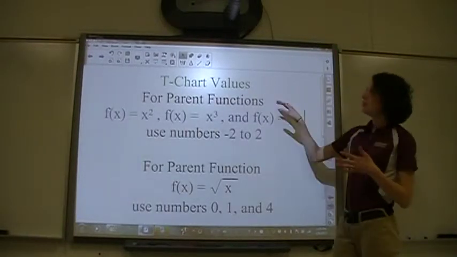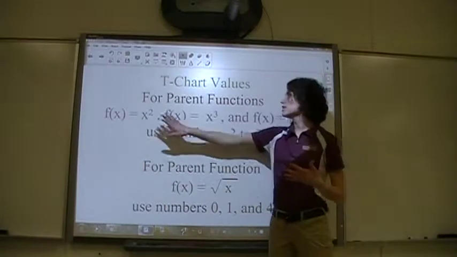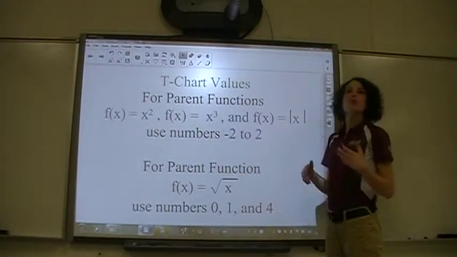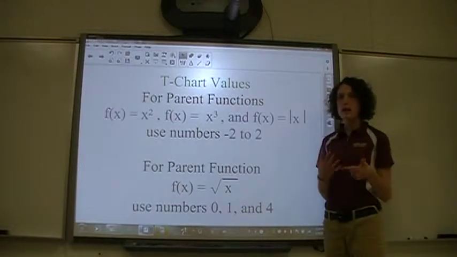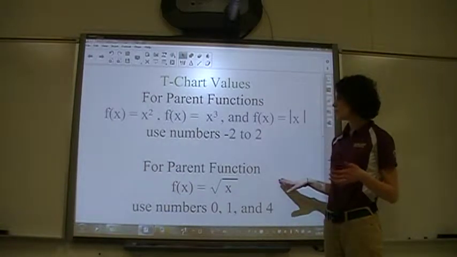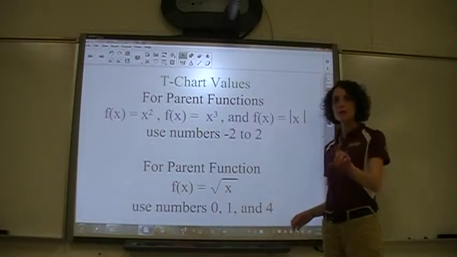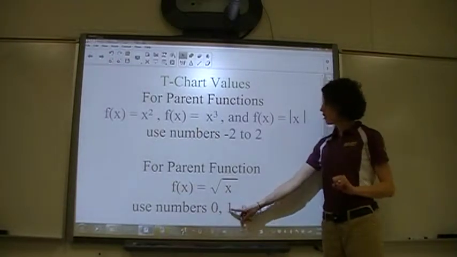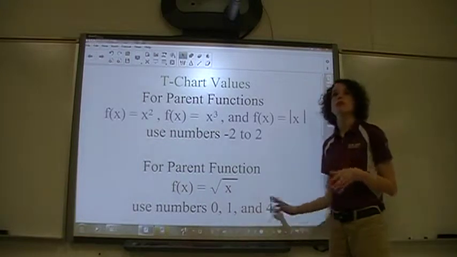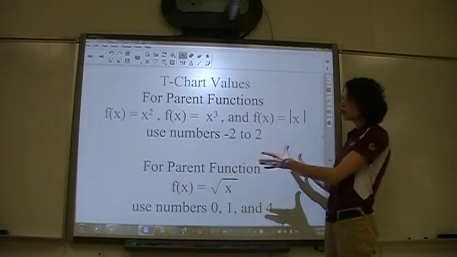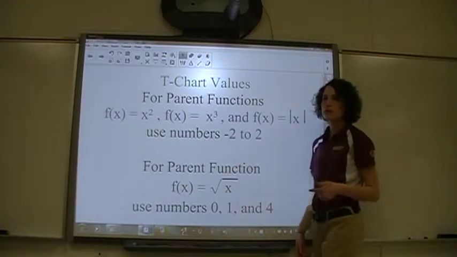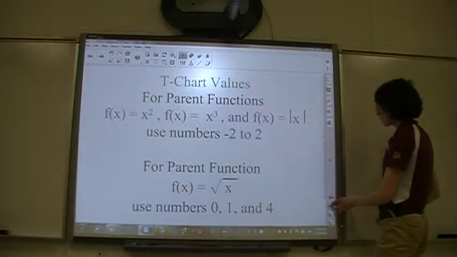So first, we need t-values. Our parent functions, these are the 3 parent functions I just talked about, and here's the 4th one. When you're using the parent functions of x squared, x cubed, and absolute value of x, you want to go -2 to 2. Then when you're using the parent function of radical x, this is the only one that's different, you want to use the numbers 0, 1, and 4. I'm going to explain what I mean by -2 to 2 and 0, 1, and 4 in just 1 second. But make sure you know for these 3, you want to go -2 to 2. Radical x is the only one that's weird, which is 0, 1, and 4.